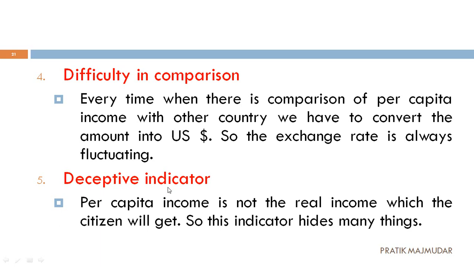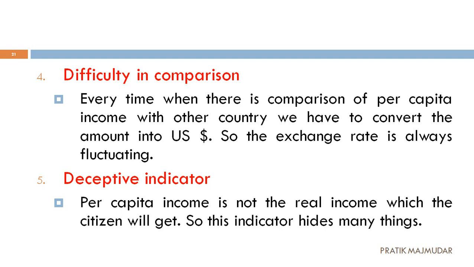Next point, deceptive indicator. Now, what is called a deceptive indicator? Per capita income is not the real income which is going to be received by the citizens. For example, it is written that India is going to get 5497 US dollars in the year 2015-16. Okay, so do we really get this amount? So this indicator hides many things, and again there will be an issue when we are calculating it. So these are some limitations of per capita income.